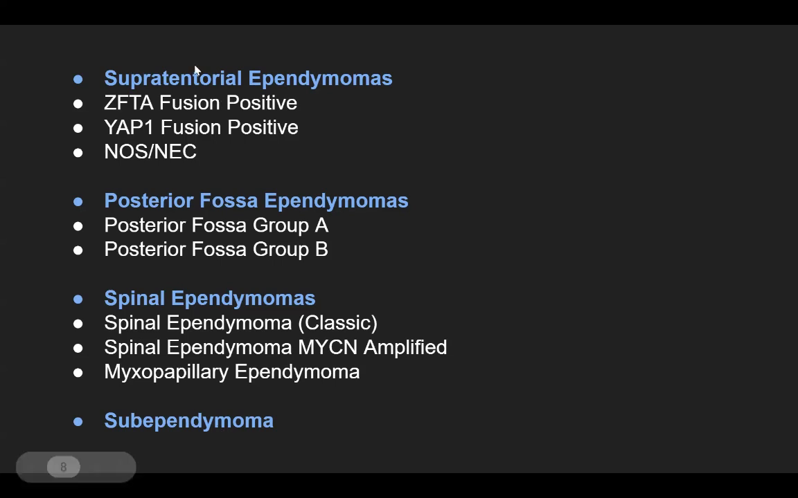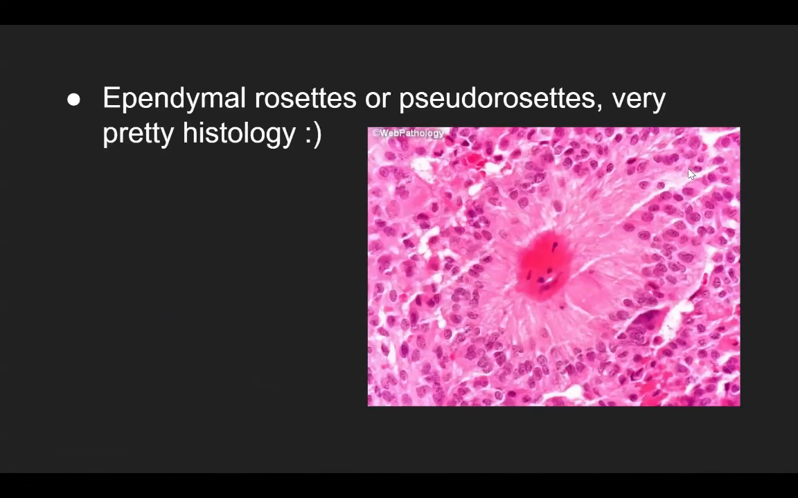We are only going to do the supratentorial ependymomas today, and we will cover posterior fossa, spinal, and subependymoma in later sessions. I don't want to make this an overload of information so that it's easier to retain. So, supratentorial ependymomas, the most straightforward, the easiest to remember. This histology slide is here only because it looked pretty to me. I was curious how ependymal rosettes and pseudorosettes look, so I searched up the histology during my exams and found them very pretty.